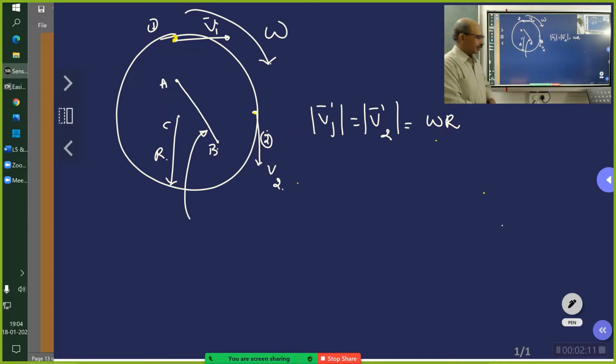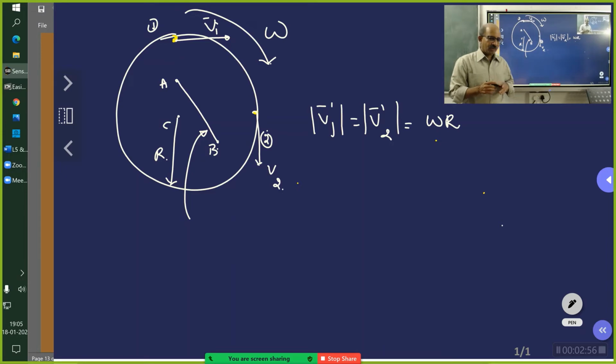Omega. Why do you say it is omega? Justify. This line is on that body, and all particles of the body will have the same angular velocity, so the line will have the same angular velocity. Neela, how do you say that this line is also having the same angular velocity? Every particle of the body has the same angular velocity.